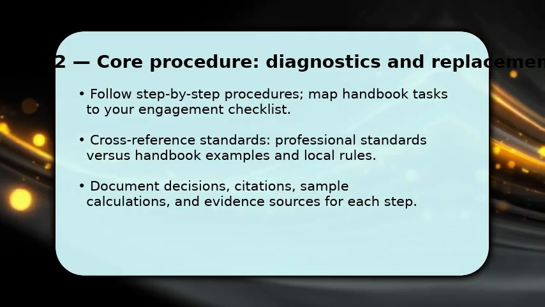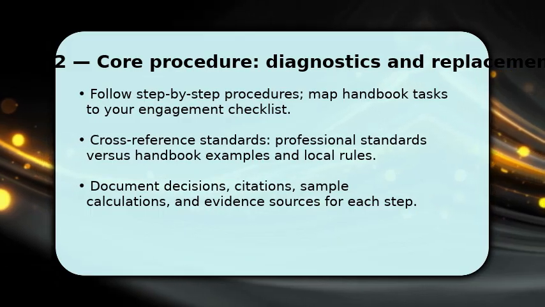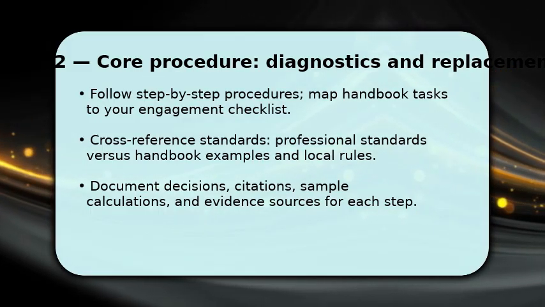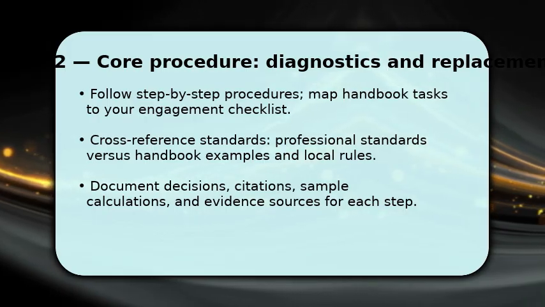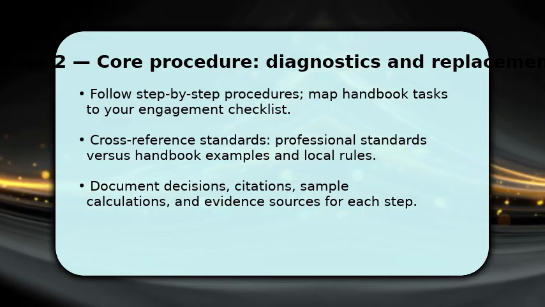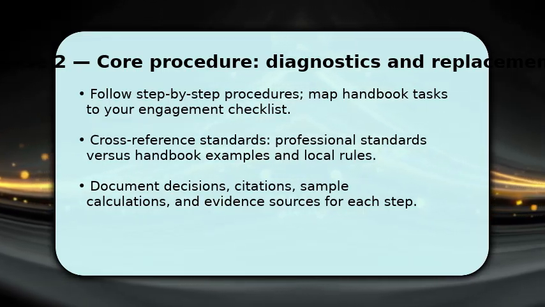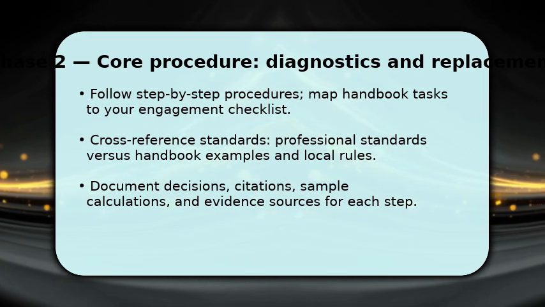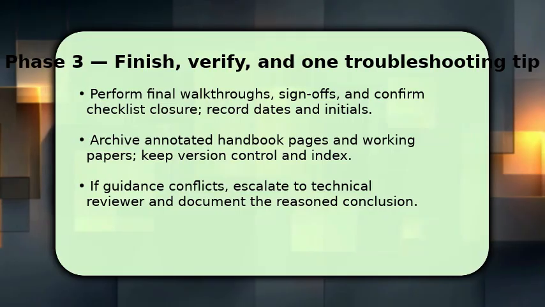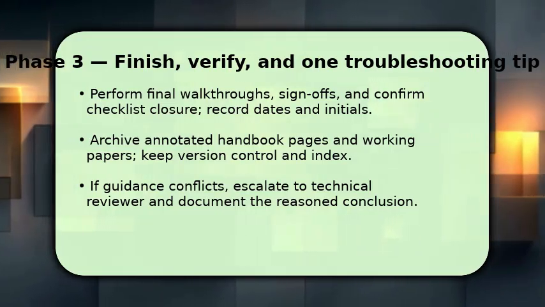Take concise notes on how you applied a requirement and include citations and sample calculations. This explains the why for reviewers and regulators. Once done, confirm evidence links and page references so you can prove compliance and reconstruct decisions in one clear trail. You finish by running a final walkthrough against the handbook checklist, confirming all sign-offs and recording dates and initials.